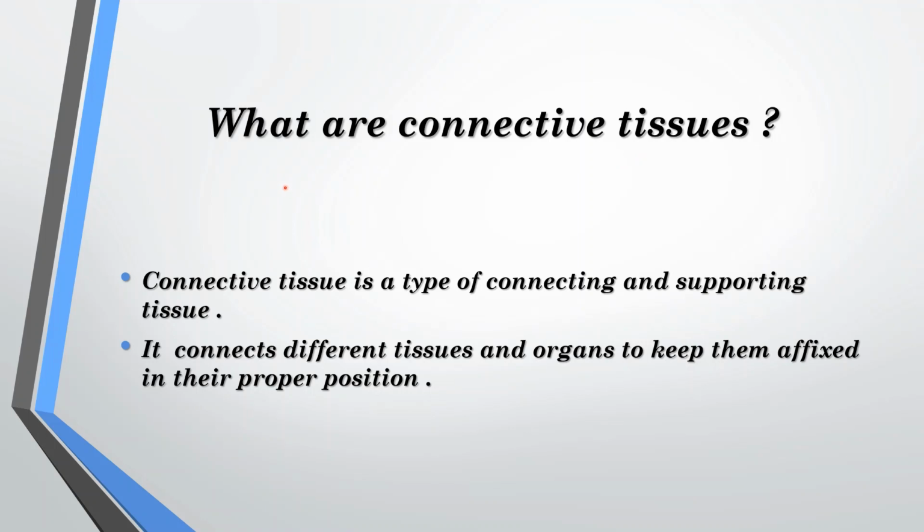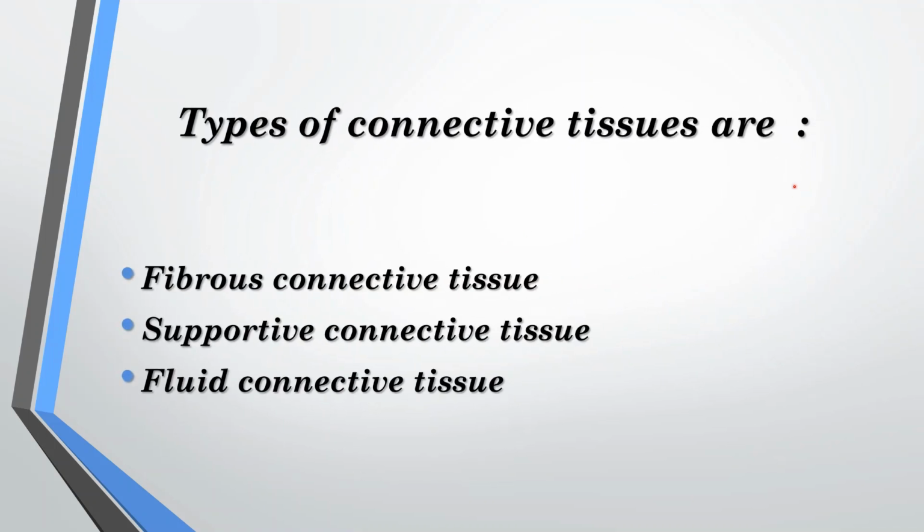Next topic, what are connective tissues? Connective tissue is a type of connecting and supporting tissue. It connects the different tissues and organs to keep them affixed in their proper position. Let's move on to the types of connective tissues. Connective tissues are of three types, that is, fibrous connective tissue, supportive connective tissue, and fluid connective tissue.